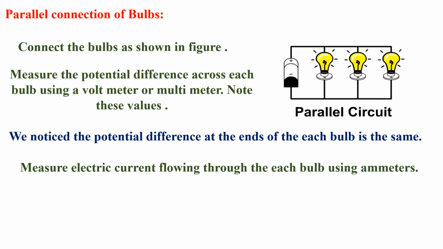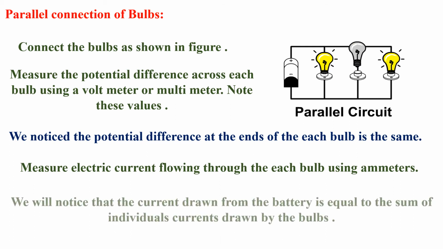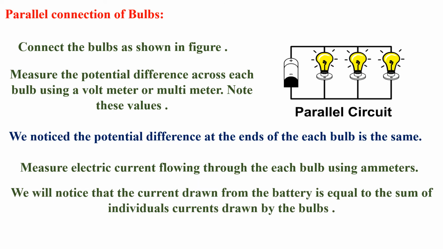Measure the electric current flowing through each bulb using an ammeter. When we measure the current flowing through each bulb by using an ammeter, we notice that the current drawn from the battery is equal to the sum of the individual currents drawn by the bulbs. Okay. So, current drawn by the battery.